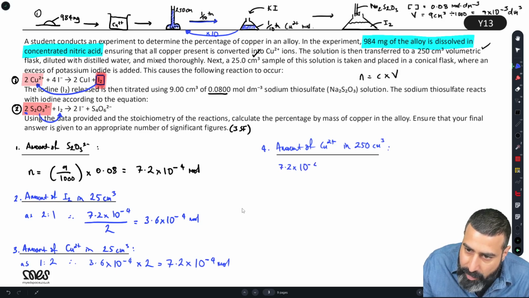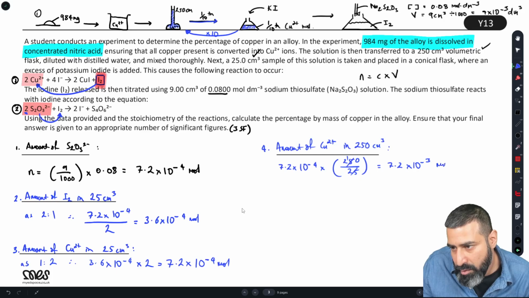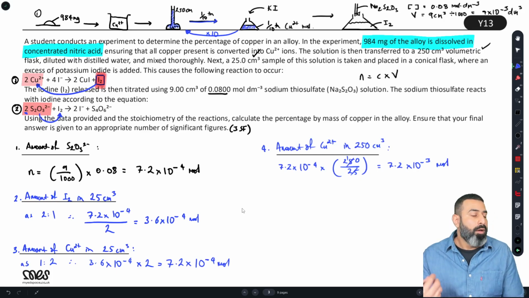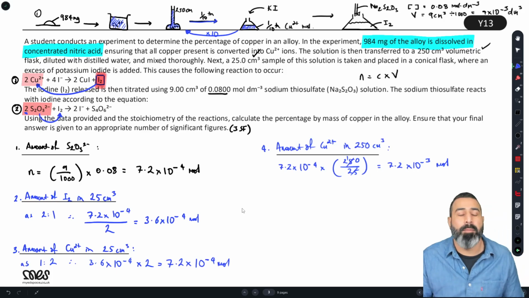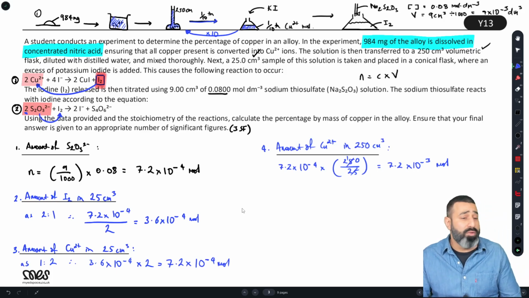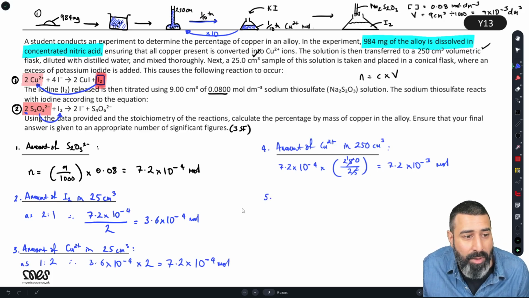So it's going to be 7.2 times 10 to the minus 4 multiplied by the larger volume divided by the smaller volume. So it's going to be 10. So this becomes 7.2 times 10 to the minus 3 mole. Okay, so that's the amount of copper 2+ in the volumetric flask, and it's also the amount of copper 2+ in that beaker when we first dissolved the alloy. Okay, where do we go next?